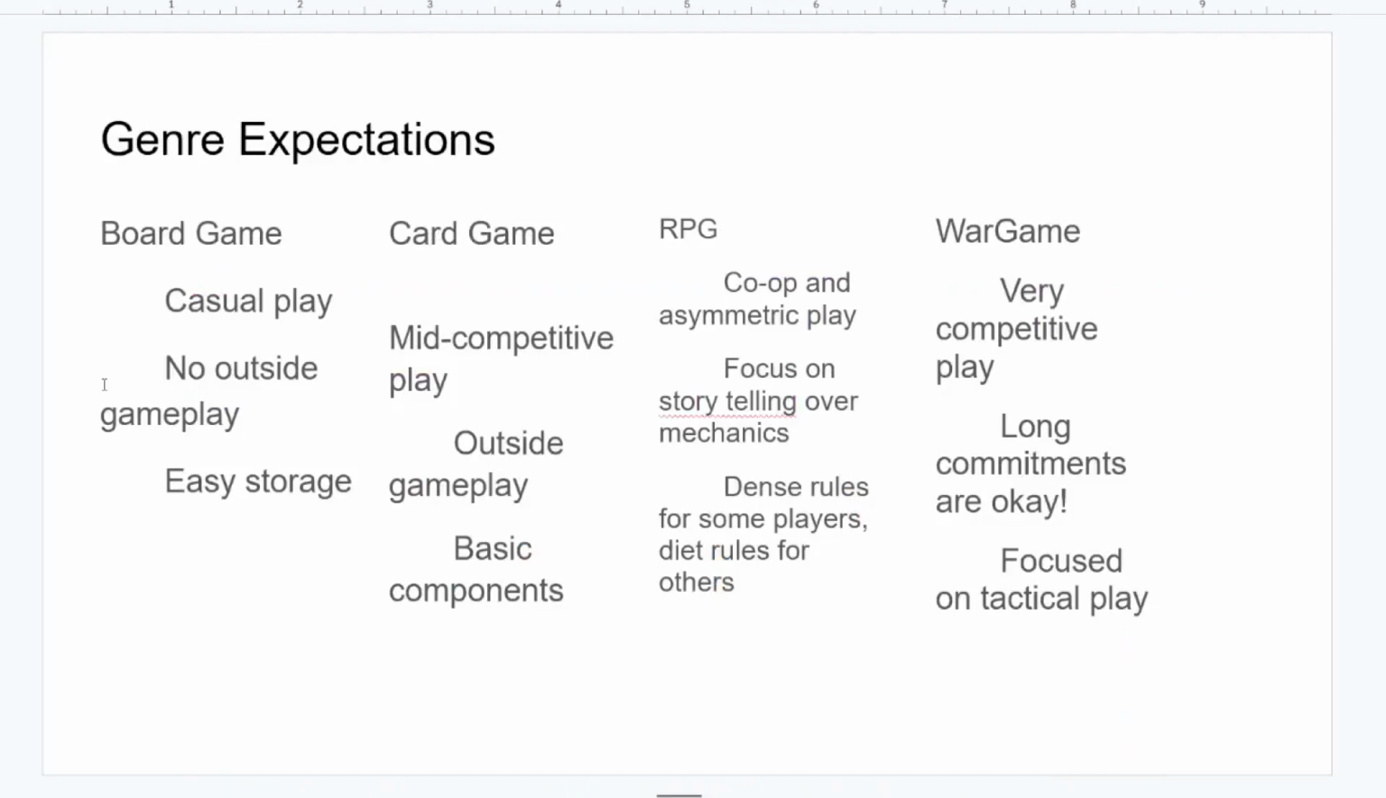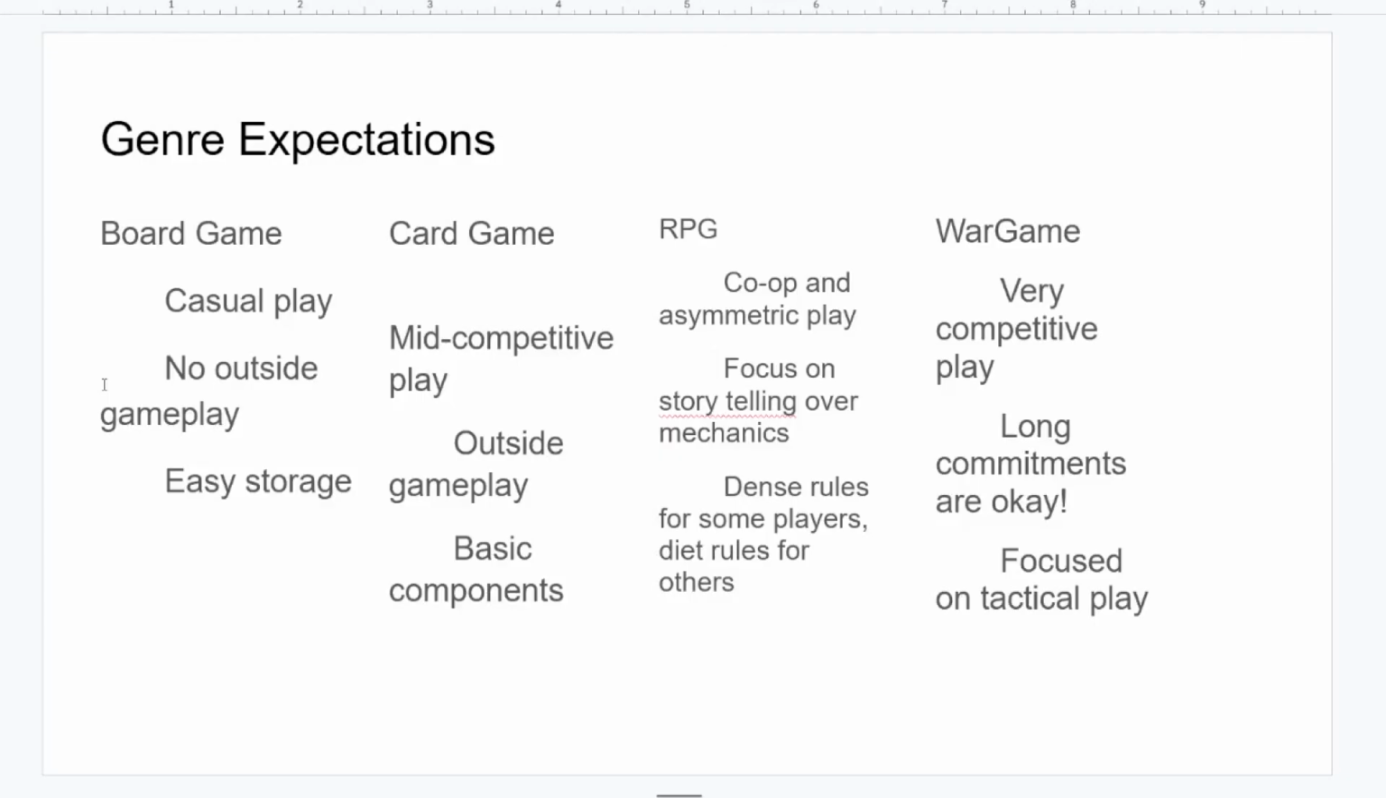With your game, you can make your game the genre you want it to be, but when you do that, you need to understand that different expectations and requirements come with each genre, and these are just a list of some of them. So board games typically focus on casual play with easy storage and no gameplay outside of the core gameplay. And what I mean by that is when the board game is in its box, you aren't thinking about it. When you open that box, then you're thinking about it.